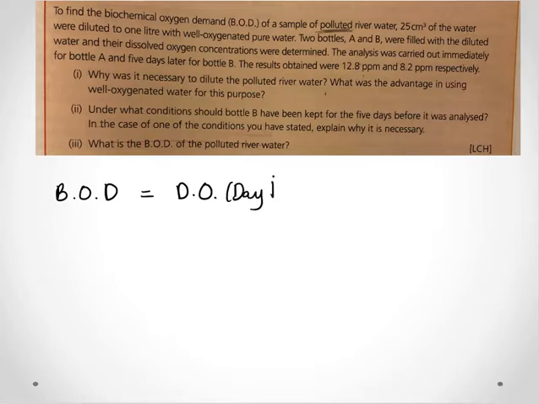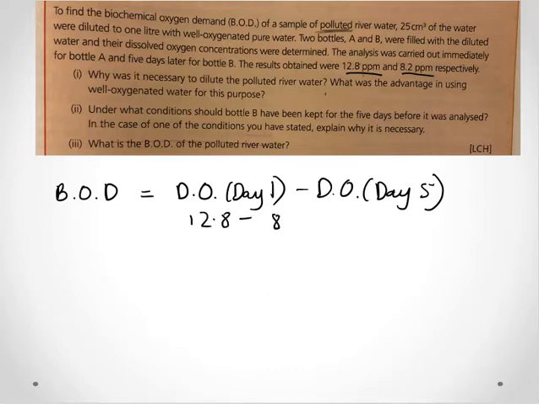Dissolved oxygen on day 1 minus the dissolved oxygen on day 5. You don't have to write that out like it's a formula or anything. So what did we have? The results obtained were 12.8 parts per million on day 1 and 8.2 parts per million on day 5. So that's 12.8 minus 8.2 parts per million.